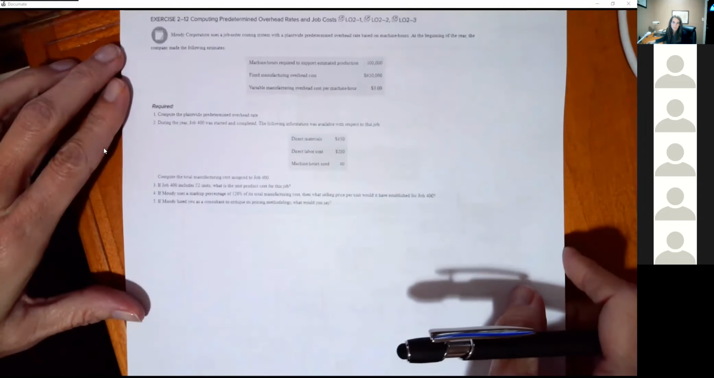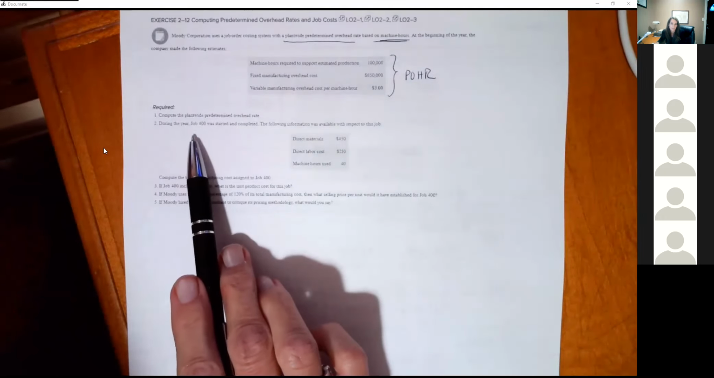Okay. So we've got one more to do. Right, and we'll just walk through this one together. Okay, so this one has a job order costing system with a plant-wide predetermined overhead rate based on machine hours. So we're not going to do it by department. At the beginning of the year, the company made the following estimates. So the predetermined overhead rate is always based on estimates that happen at the beginning of the year.